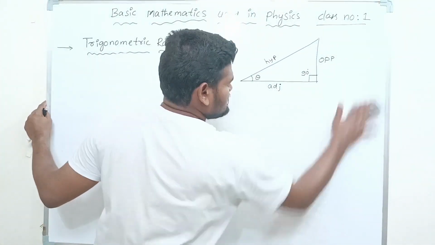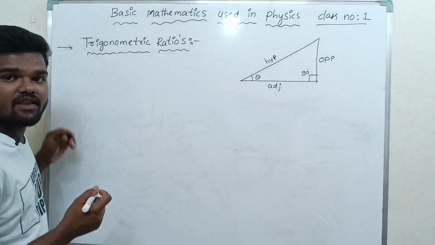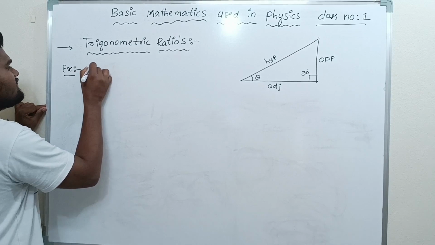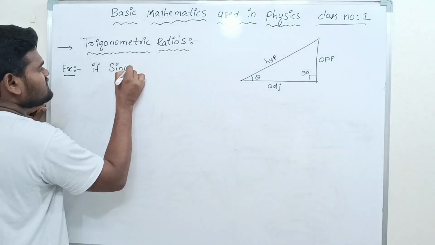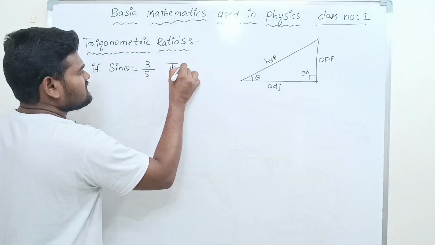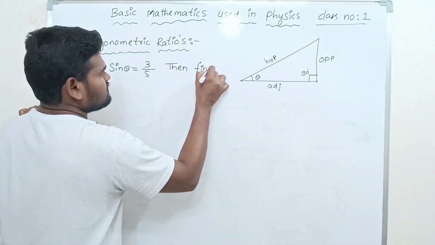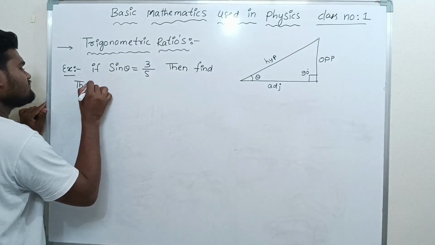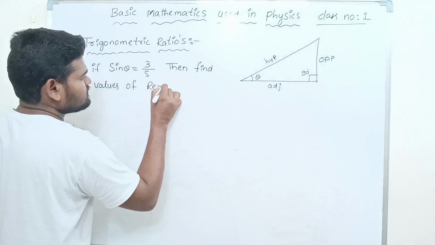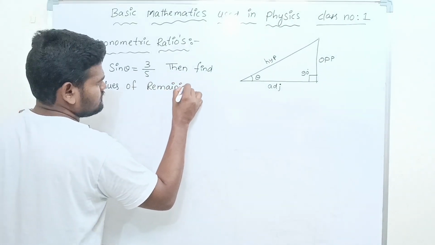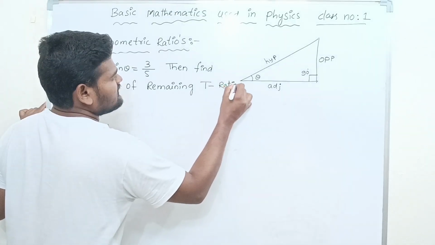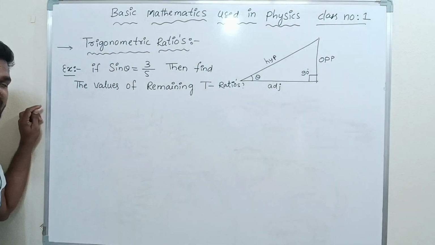Right. Now I'm going to discuss one example problem. If sin theta is equal to 3 by 5, then find the values of the remaining trigonometric ratios. T stands for trigonometry.